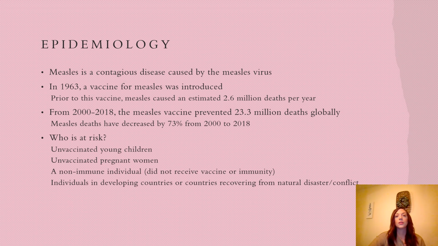There are different groups of people that are at risk for measles: unvaccinated young children, unvaccinated pregnant women, non-immune individuals, so those who have not been vaccinated and do not have immunity to measles, and individuals in developing countries or countries recovering from a crisis or a natural disaster.